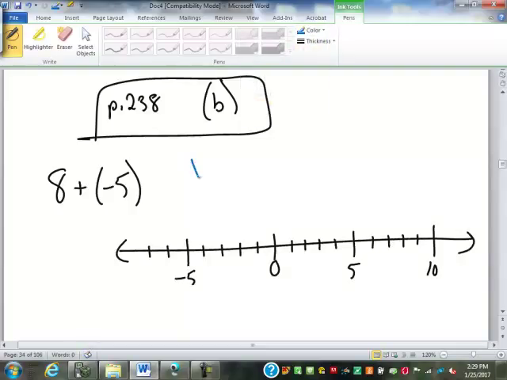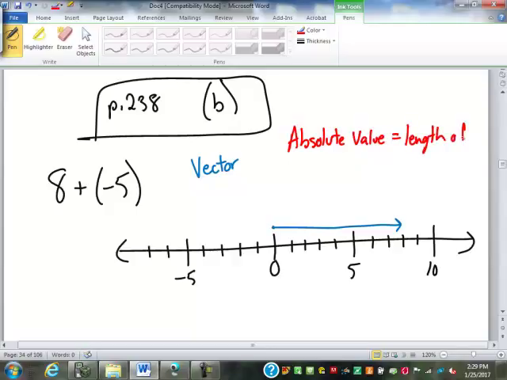So we represented them with what we called a vector. 8 was just a vector that went from 0 to 8. So vector is just a fancy word for an arrow that starts from 0 and goes to 8. Now the length of that vector is something we call the absolute value. So absolute value is the length of the vector for the number. Another way of defining absolute value is the distance a number is from 0. So 8 here has an absolute value of 8 because it's 8 units from 0, and the length of its vector is 8 units.